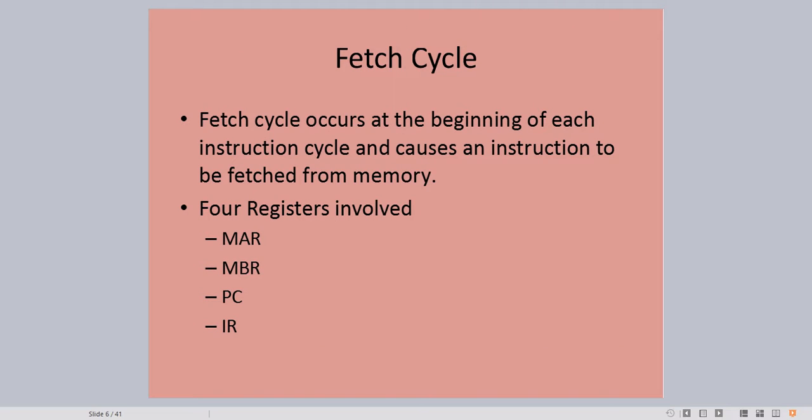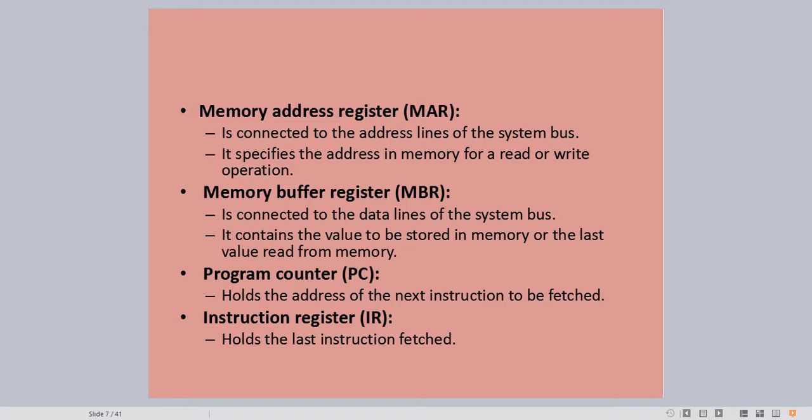This is the fetch cycle. The fetch cycle occurs at the beginning of each instruction cycle and causes an instruction to be fetched from the memory. Four registers are involved. These are the main registers: MAR, MBR, PC, and IR. We'll look at MAR and MBR further.